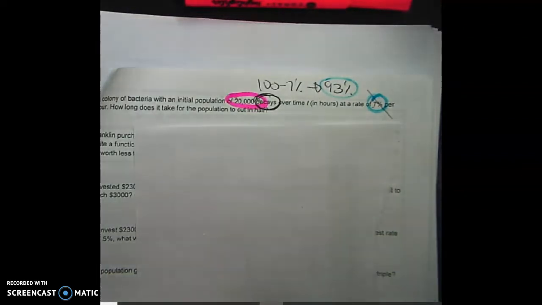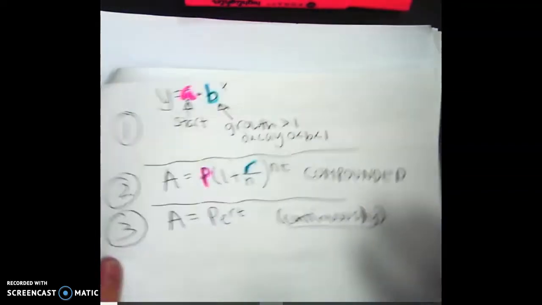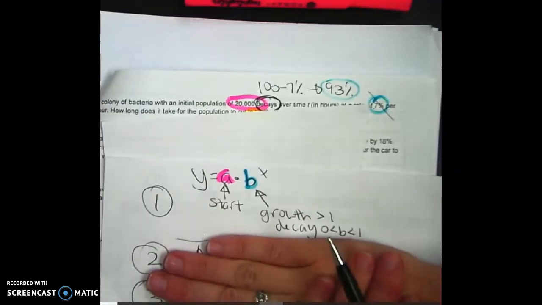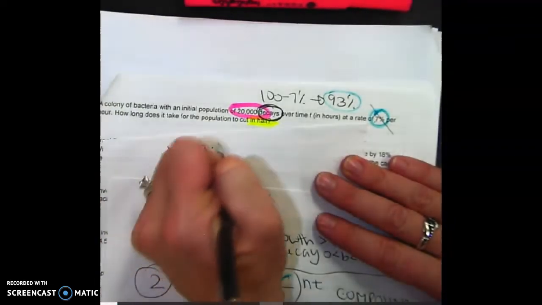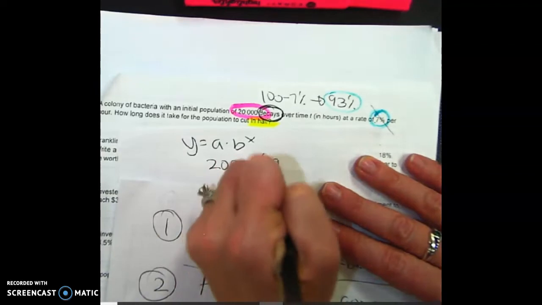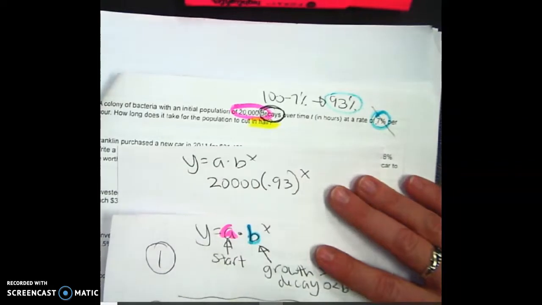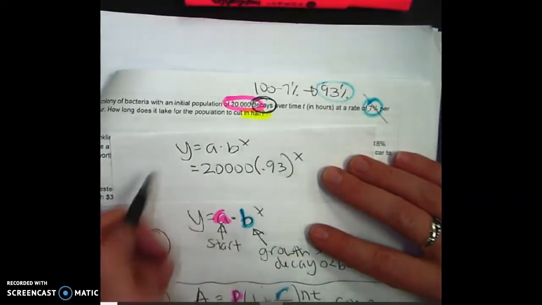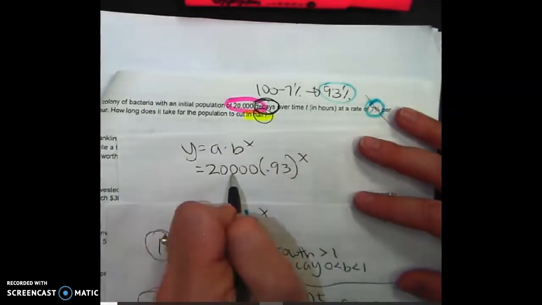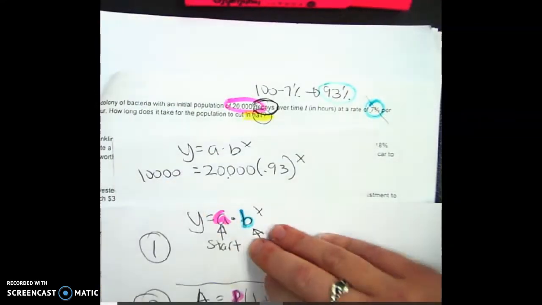They want to know how long it's going to take for my population to cut in half. So I come over here. I don't see the word compounded. I don't see compounded continuously, so it's got to be this formula here. So y equals a times b to the x, where I get 20,000 times 0.93 to the x. Now the problem is they want to know how long it's going to take for this to cut in half. Well, that means that it starts at 20,000, but they don't want it to be at 20,000. They want it to be half of that. So my 10,000 goes in here.